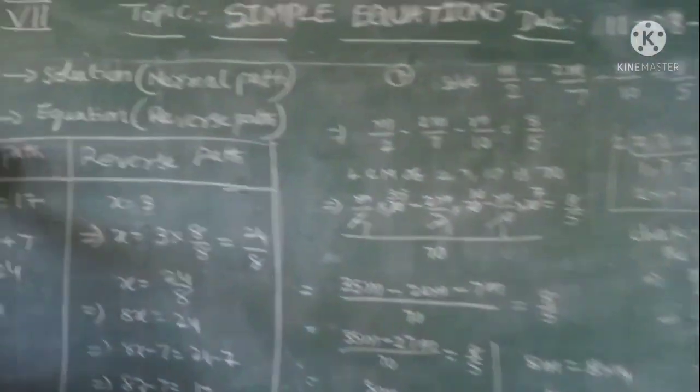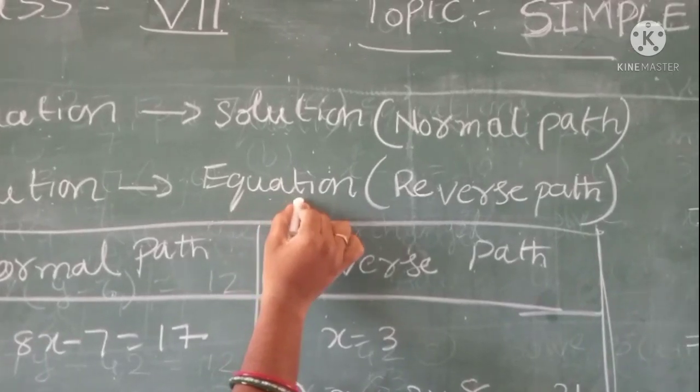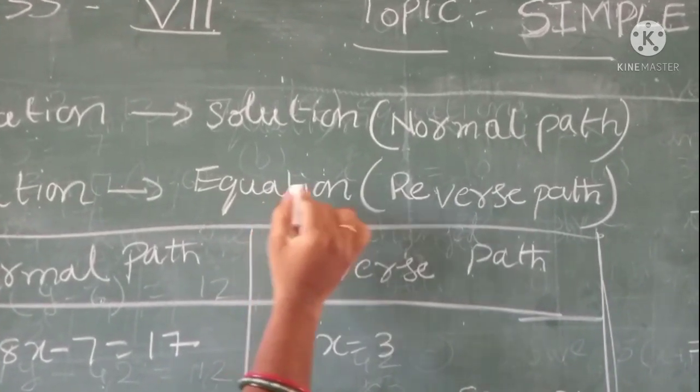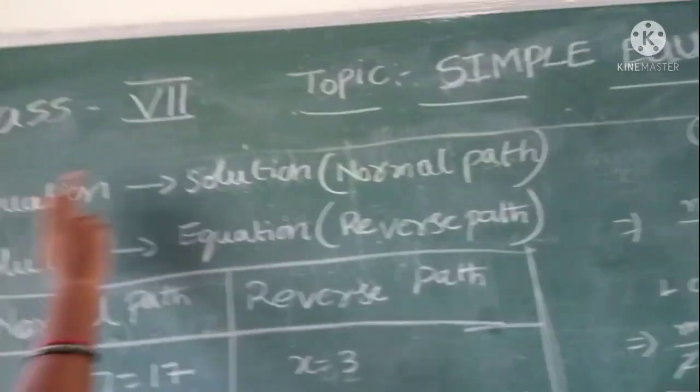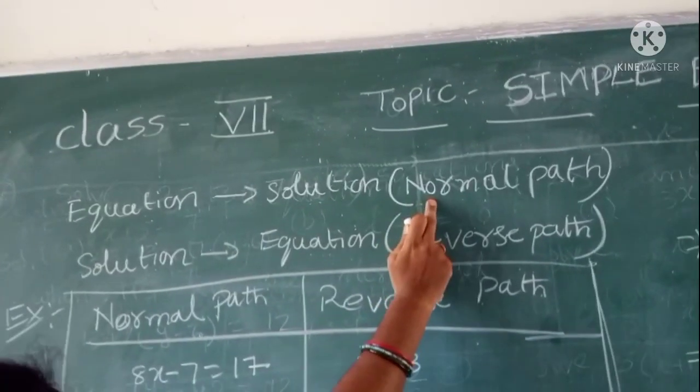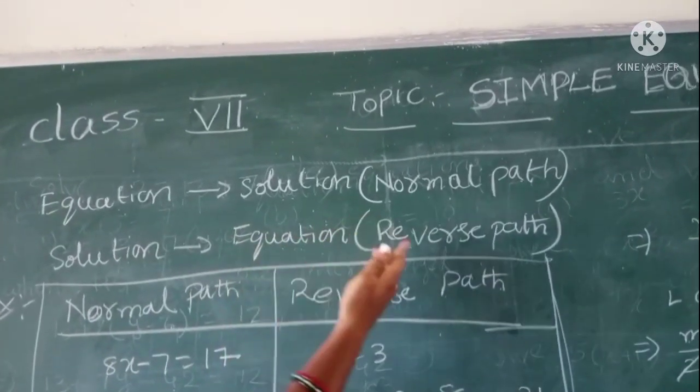But if the solution is given and we are asked to write the equation, that is called the reverse path. Given equation, find the solution is the normal path. Solution is given, find the equation is the reverse path.